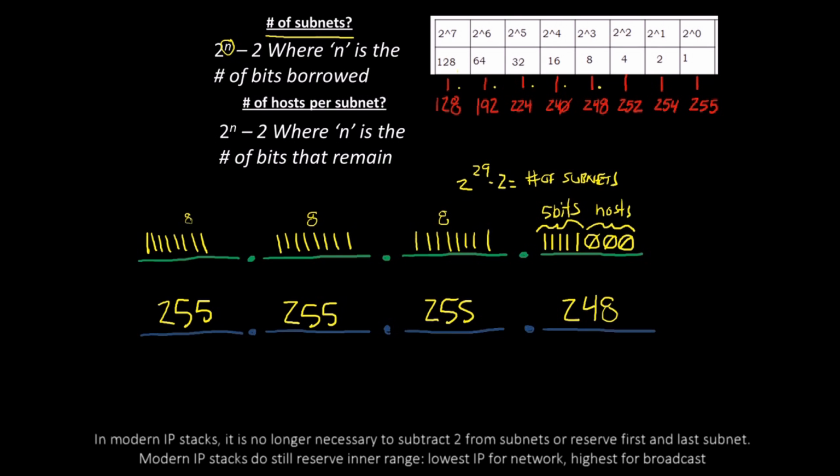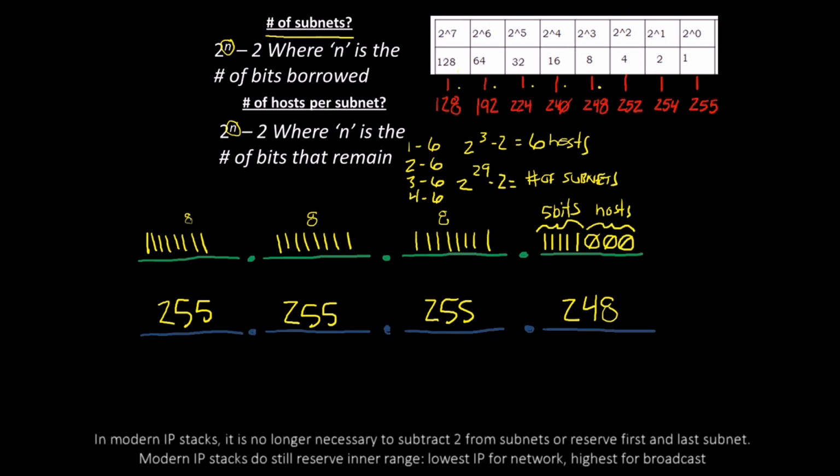I only have 3 bits left over, so I have 3. So this is my n for the number of hosts in each of these subnets. So 2 to the 3 is, of course, 8 minus 2 is going to be 6. So 6 is the number of hosts per each of these networks. So I will have the first network, and it will have 6 hosts. And the second network will also have 6 hosts. And the third network will have 6 hosts. The fourth network will have 6 hosts, etc., etc.